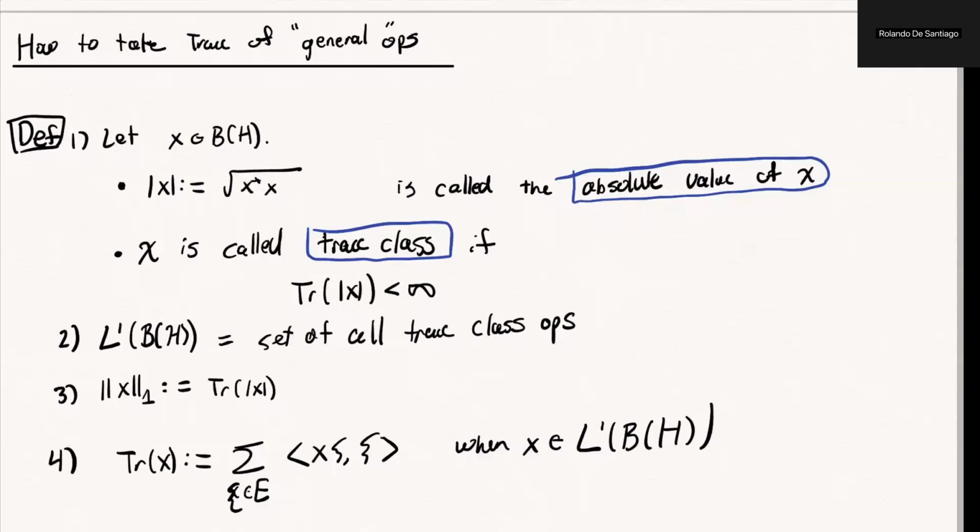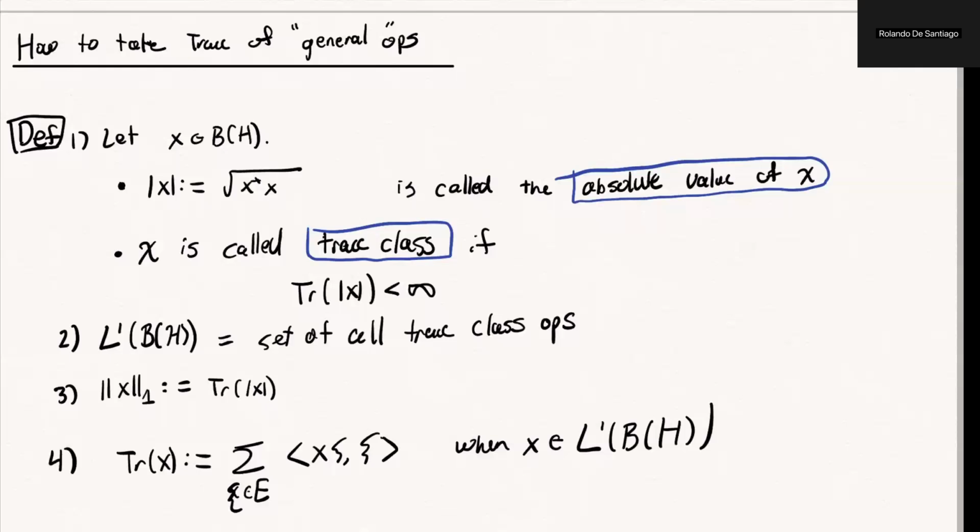L1 of B of H is going to be the set of all trace class operators, and then I'm going to denote the one norm of my operator to be the trace of the absolute value of x. Now, whenever x is trace class, I'm going to define the trace of x to be this expression at the very bottom of the screen. No absolute values required here.